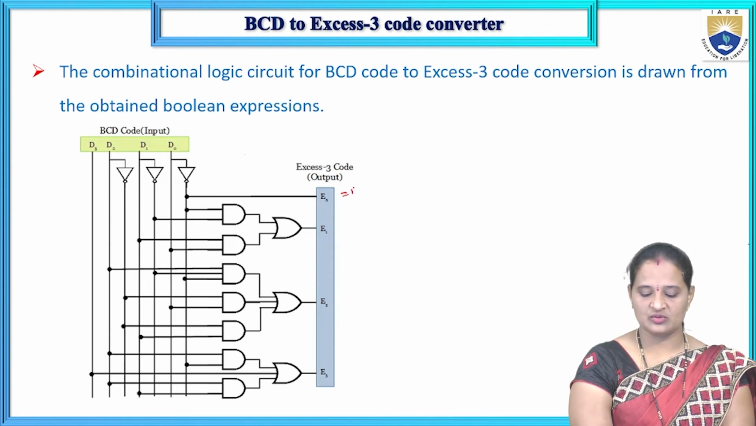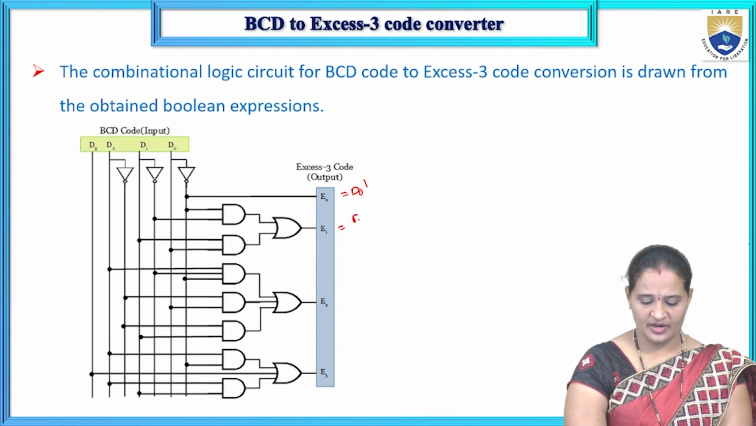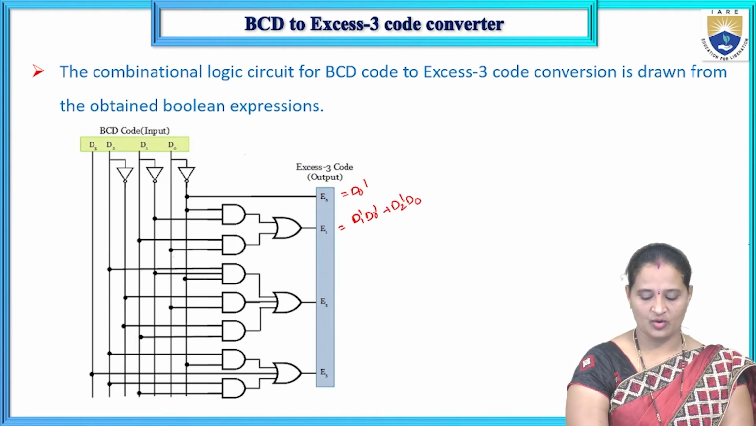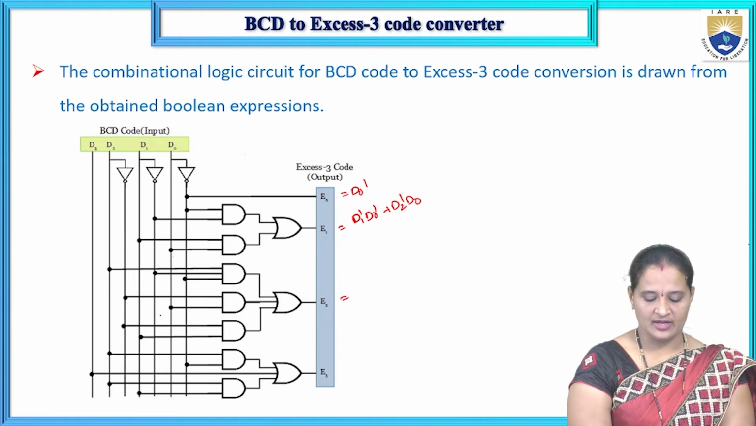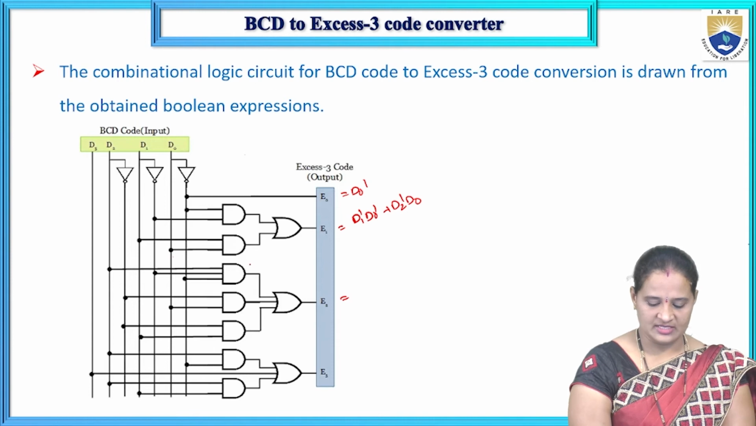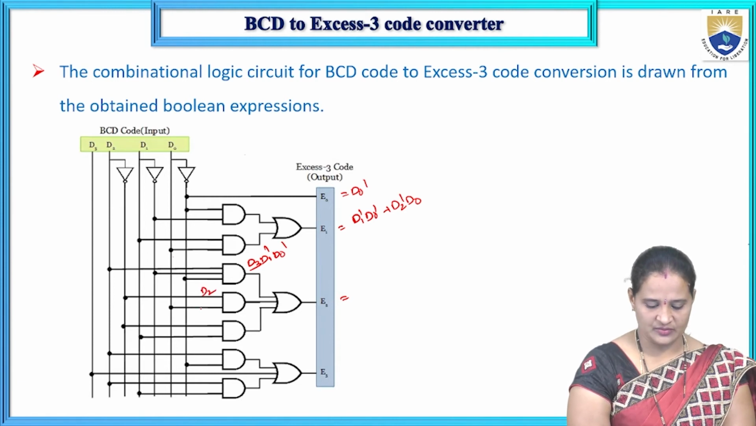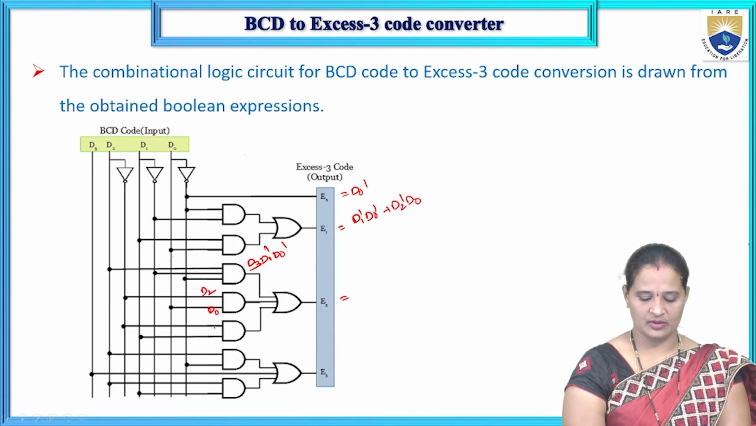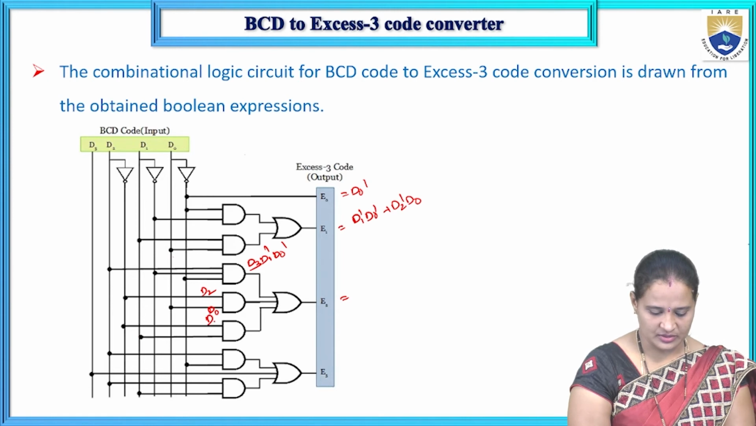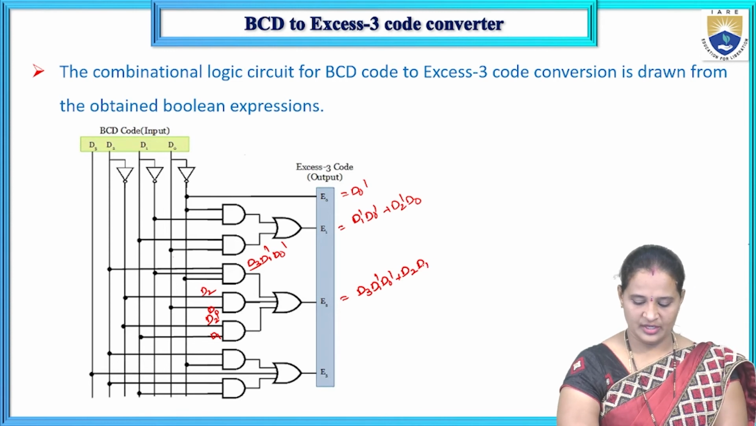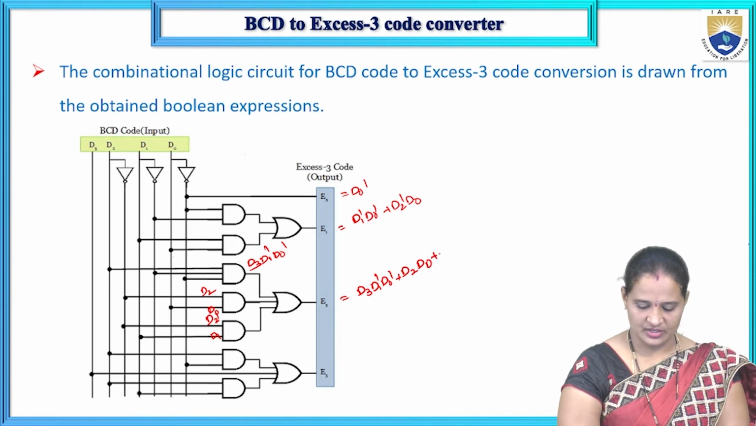So here E0 is equal to D0 complement and E1 is equal to D1 complement D0 complement plus this one D2 complement D0 plus D2 complement D0. Okay, so this is the equation for E1. And coming to E2, here this is D3 D1 complement D0 complement, and this one is D2 D0, and coming to this one, this is D2 complement D1. So finally you will get D3 D1 complement D0 complement plus D2 D0 plus D2 complement D1.